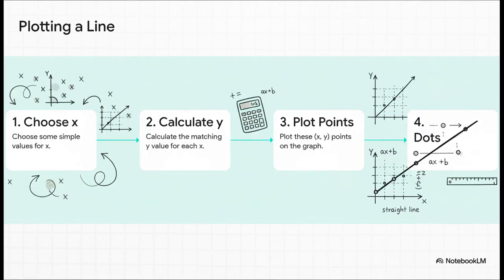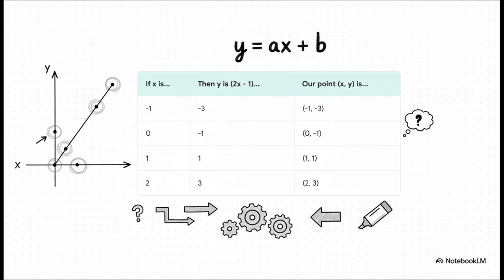Well, it's just a simple four-step recipe. First, we just pick a few easy numbers for x. Second, we use our equation to figure out the matching y value for each one. Third, we plot those xy addresses on our graph. And finally, we just connect the dots with a nice straight line. Let's give it a shot. The easiest way to keep this organized is with a simple table, just like this one.